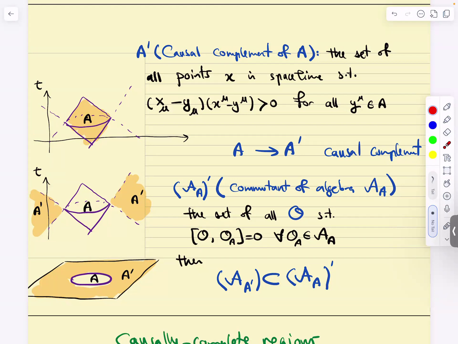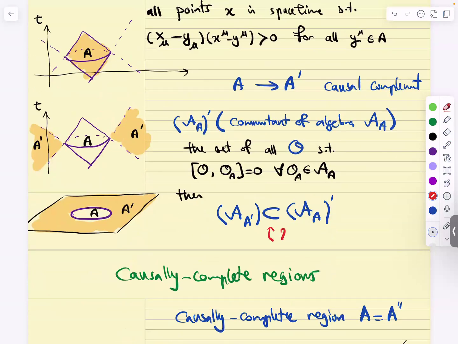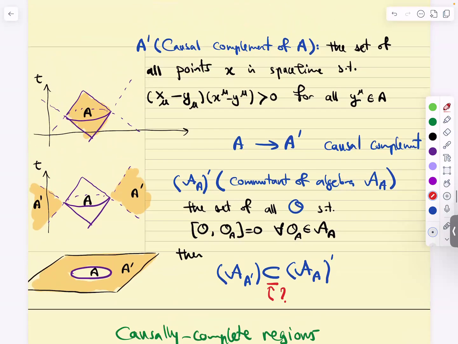Now, causality tells you that something that's causally disconnected must commute with all operators in it. So it means that the algebra of the causal complement is inside the commutant. Good. The question that we're going to talk about is, could it be equal? You're with me? Of course, at this level, there is no chance of it being equal. I'll build up.